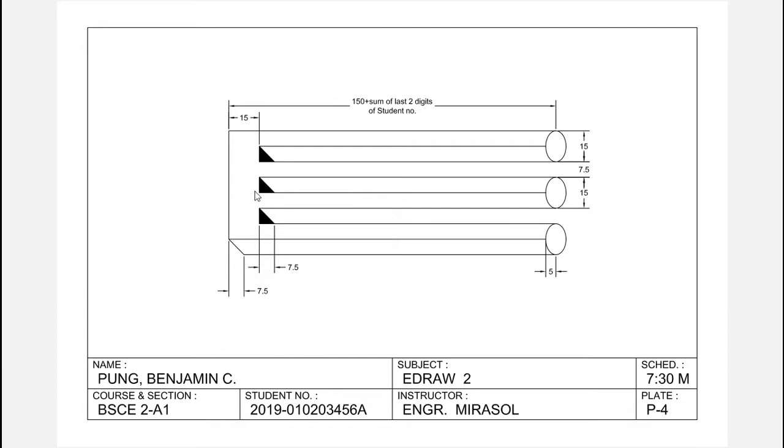Dimension is this is 7.5, 15. So the distance from this to here is 7.5, 7.5 again, and 7.5. The distance from this edge to this edge is 150 plus the sum of the last 2 digits of your student number. So in this case, 150 plus 5 plus 6. So 5 plus 6 is 11, so 150 plus 11 is 161. In your case, it may be different, because it depends on your student number.